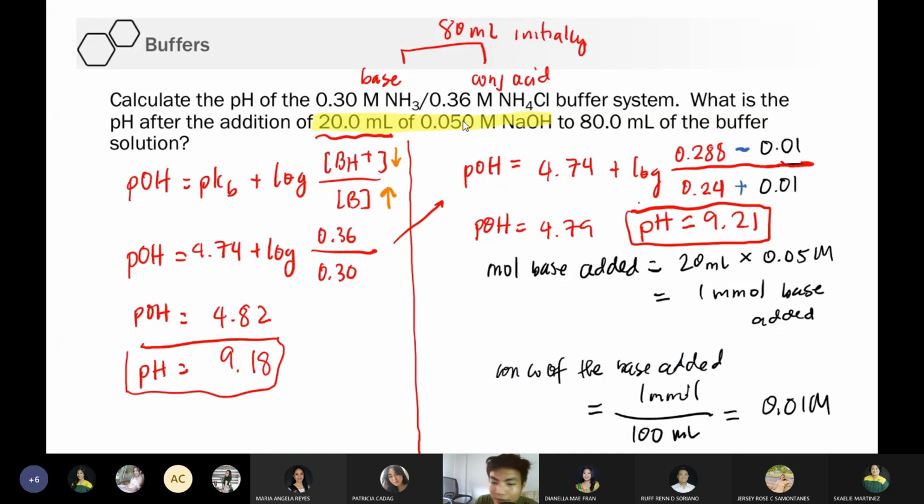Pero eto pansinin nyo ha. Ang dami nating dinagdag na base. Pero ano nangyari? Onti lang yung changes sa pH. No? Onti lang yung change niya.